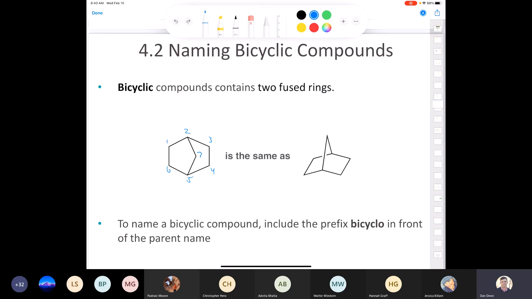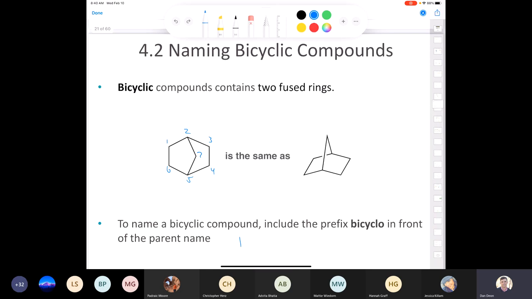So the parent, how many carbons are in the parent in both of these? The answer is 7. So you take all the carbons in the bicyclic system, you add them up. We have a total of 7 carbons, right? So that means that the parent is going to have bicyclo in front of it, and then you're going to have heptane. So this would be some kind of bicycloheptane.